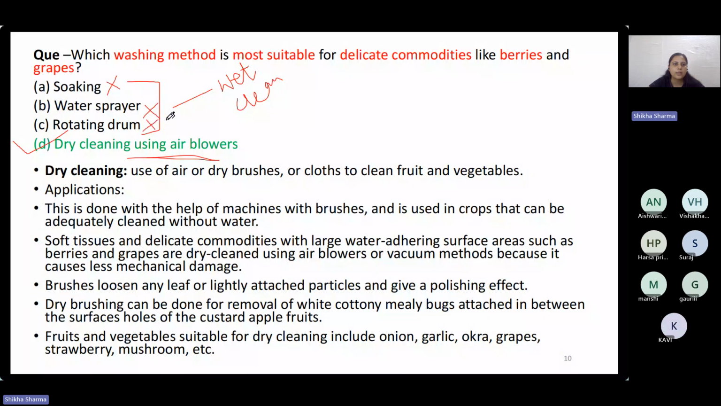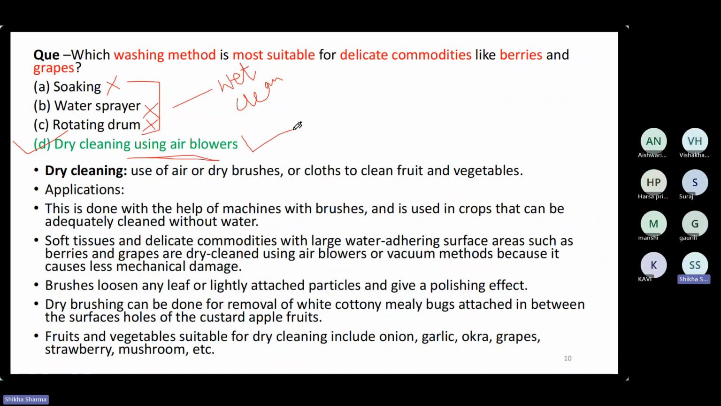If we are using air blowers, they will not touch the product. We are not agitating or putting any brushes or anything, just air. So it will not harm the surface of the fruits or vegetables, and it will be good for delicate commodities.